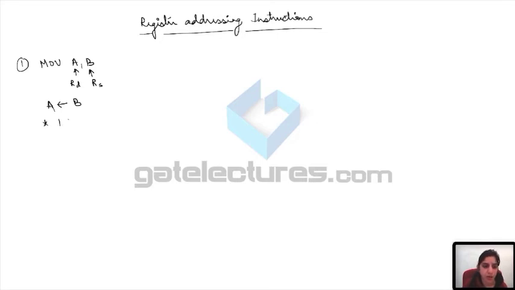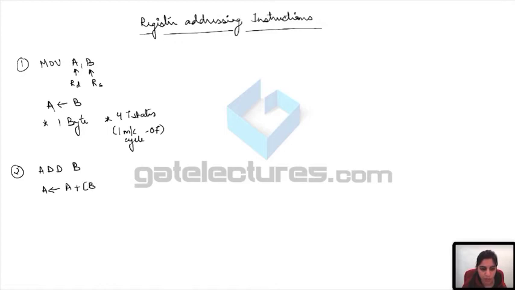So this is going to be a 1 byte long instruction, and going to take 4 T states only, because only one machine cycle of opcode fetch is going to take place. In 4 T states, the contents of B are going to be copied to accumulator A. Next arithmetic operation that we can see is ADD B. So what happens is, accumulator is going to be added with contents of B.